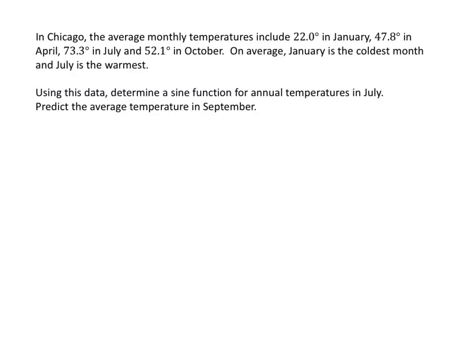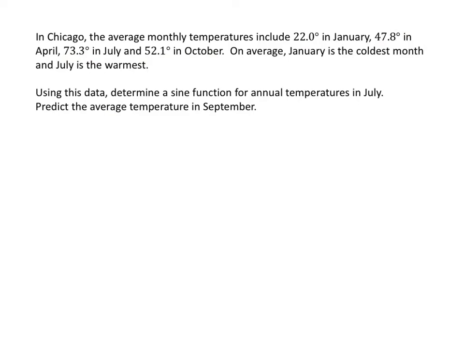The last thing we're going to do is look at using some sine regressions. This is something that you'll do when you're given a set of data and you need to come up with the sine function that matches the data. So if you read the problem, in Chicago, we're looking at some average monthly temperatures: 22 in January, 47.8 in April, 73.3 in July, 52.1 in October. We're saying January is the coldest, July is the warmest, and we need to determine a sine function for the annual temperatures. We'll actually do this using our calculator.